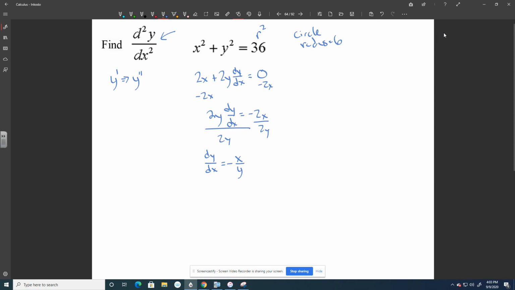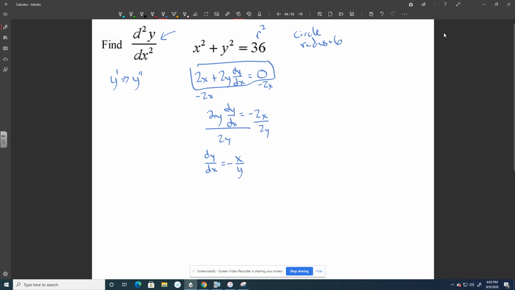Now, we've got to be careful because before you do that second derivative, I've seen people try to do the derivative up here when it's written like in this form right here. Don't do that. Get the dy/dx by itself. It is so much easier to take the second derivative when it's written in this form.